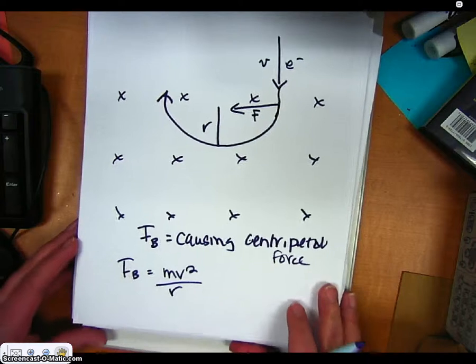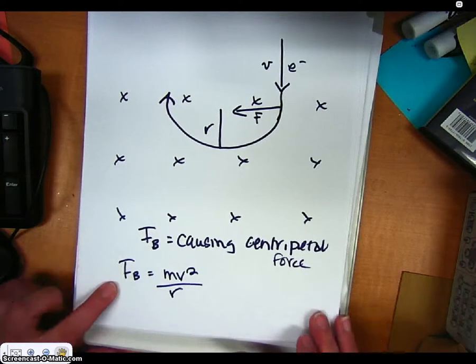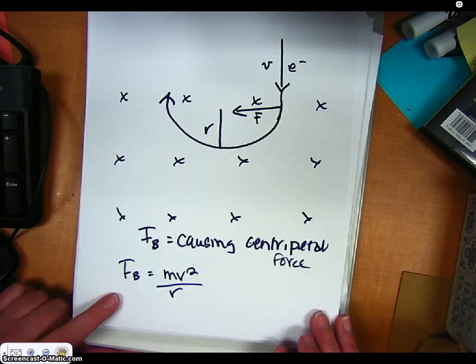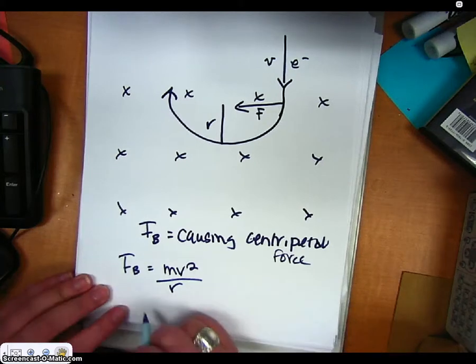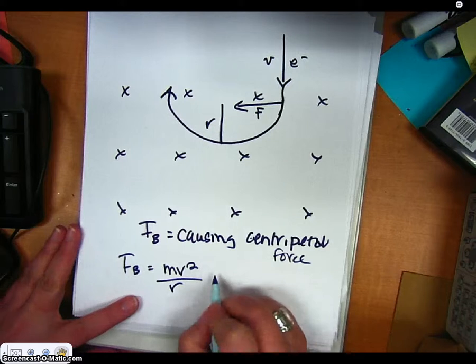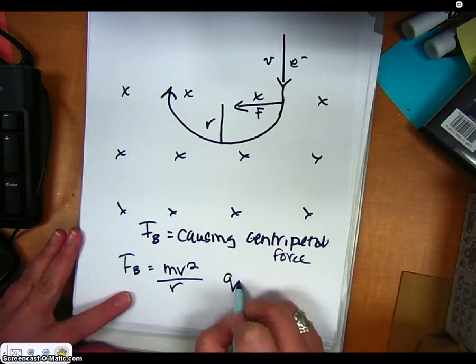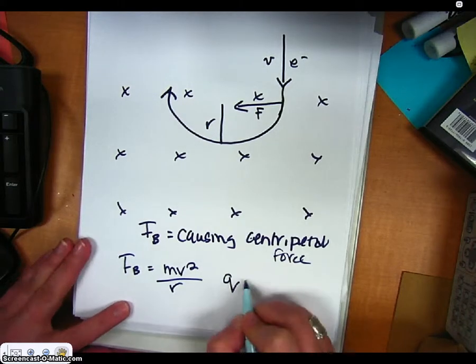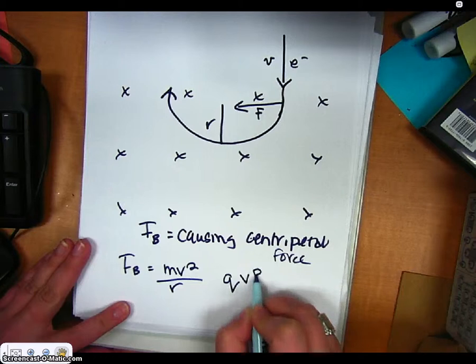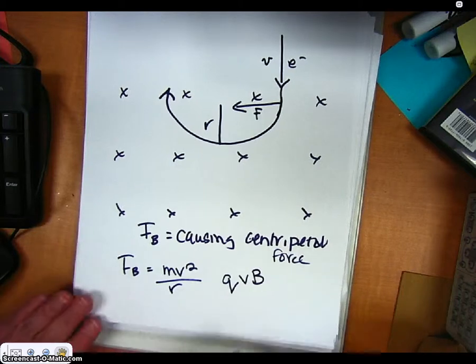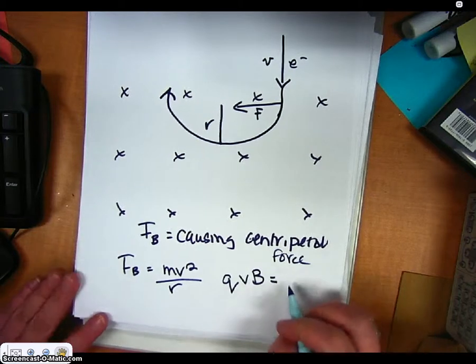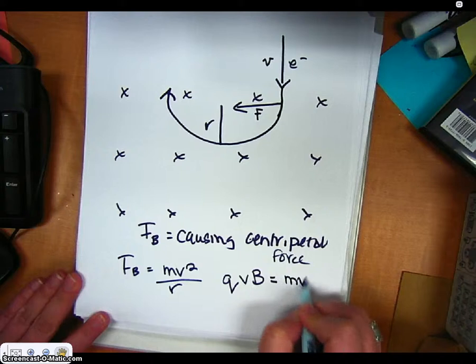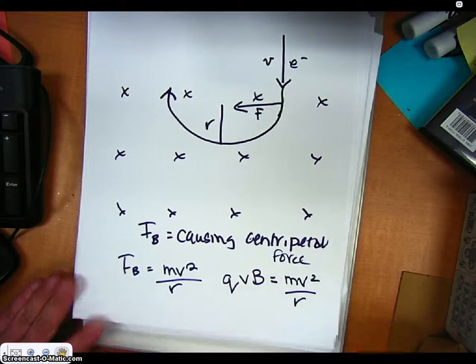And from the last video, I learned that the force magnetic is actually equal to Q times the velocity of the charge times the strength of the magnetic field. So I get that QvB, so Q being the charge of the electron, which we know, v times the strength of the magnetic field, is equal to mv squared over r. And I'm not going to simplify it, but we can just see that relationship.